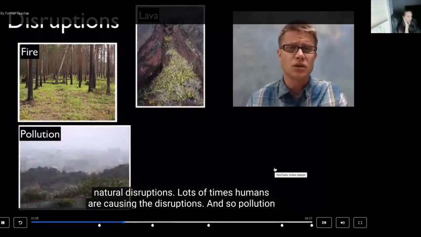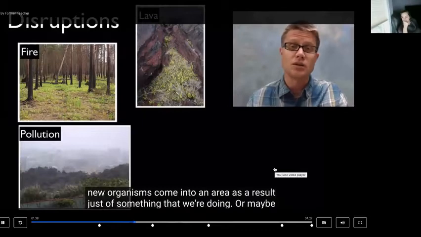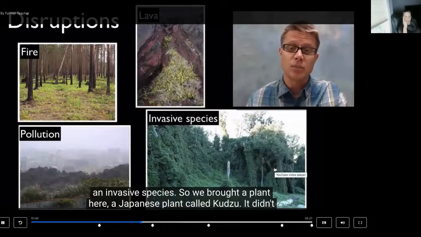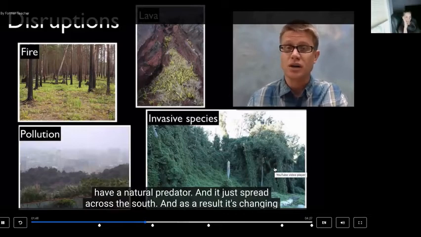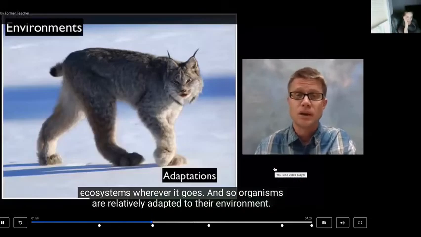Lots of times humans are causing the disruptions. And so pollution is going to force some organisms to die and some organisms to survive. You might have new organisms come into an area as a result just of something that we're doing. Or maybe an invasive species. So we brought a plant here, a Japanese plant called kudzu. It didn't have a natural predator. It just spread across the south. And as a result, it's changing ecosystems wherever it goes.